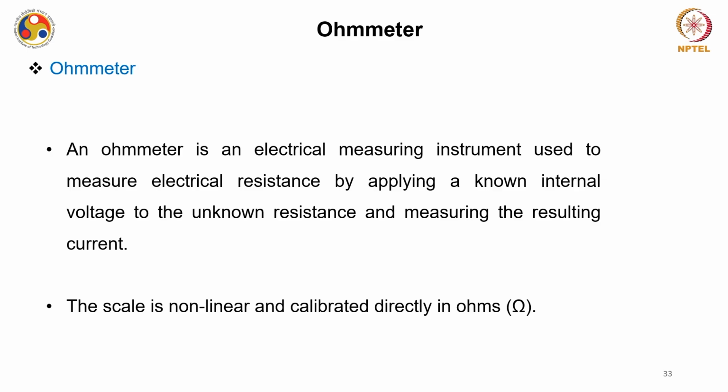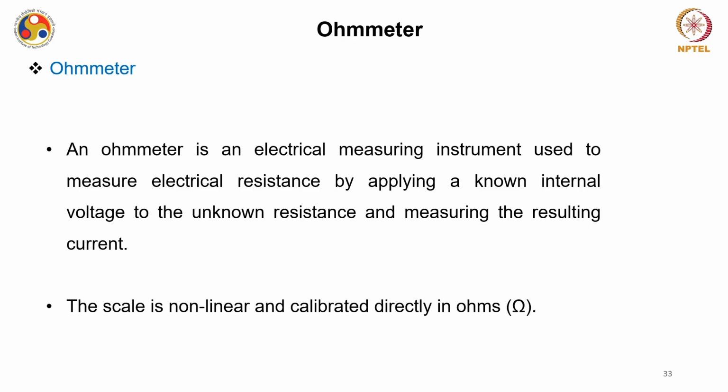So an ohm meter, as I have just mentioned, is an electrical measuring instrument which is used to measure the electrical resistance by applying a known internal voltage to the unknown resistance and measuring the resulting current. So basically what you are trying to do is, you have a known internal voltage source. You will find that all these ohm meters already have an internal voltage source, very similar to what we have seen in the potentiometer.